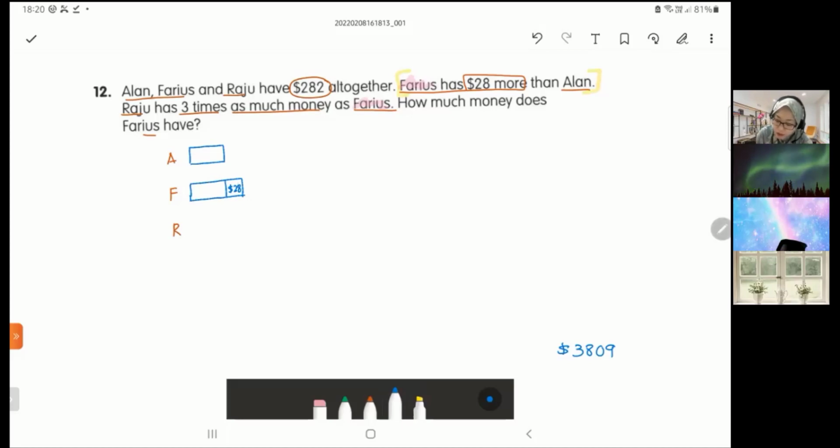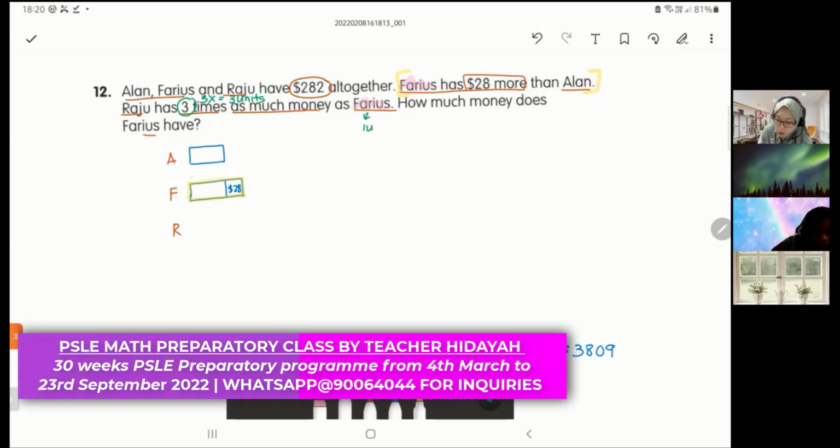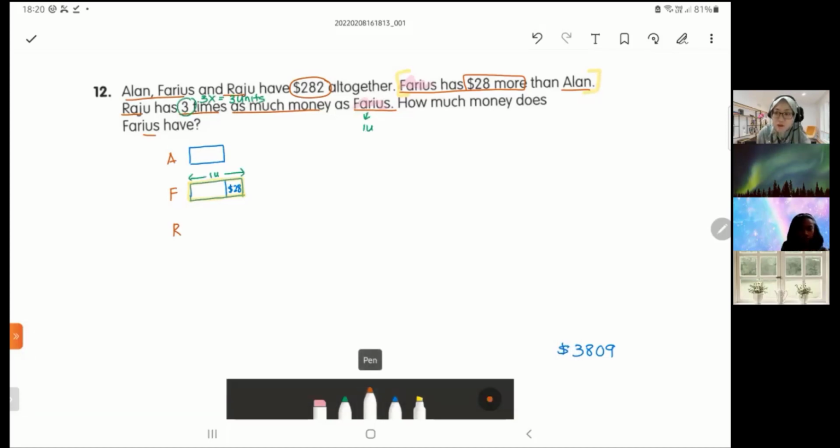Now Raju has 3 times as much money as Farius. So let's say that this Farius is my 1 unit. Where do I get my 1 unit? Remember, Raju is 3 times. 3 times is like that. I'm going to write it as 3 units. The person who's not mentioned anything at the back, which is Farius, will be 1 unit. So this is 1 unit for Farius. But Raju will be 3 units of this.